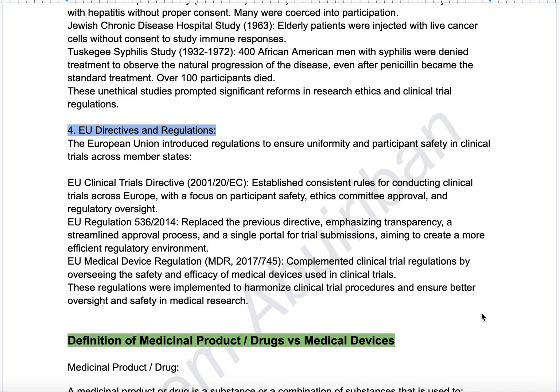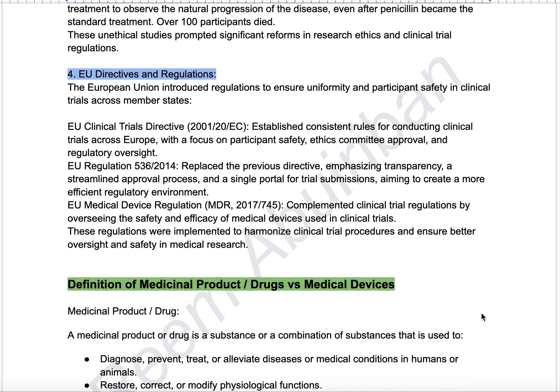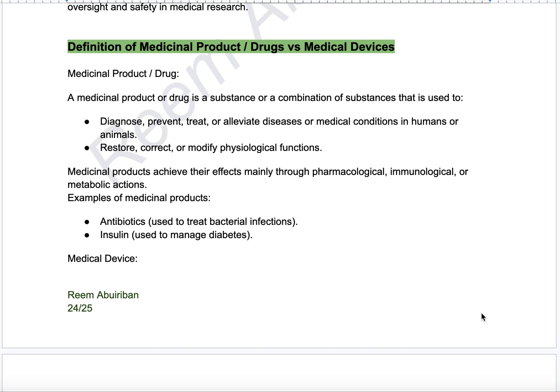So we finished the first part of the lecture. Let's start with the second part, which is the definition of a medicinal product, drugs versus medical devices. Medicinal product, or we can say drug. A medicinal product or a drug is a substance or a combination of substances that is used to diagnose, prevent, treat, or alleviate diseases.